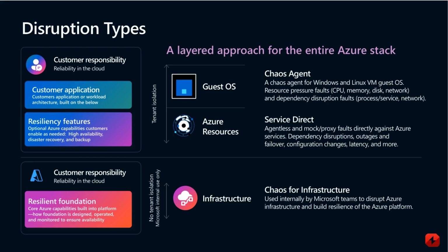Reliability is a shared responsibility across the Azure stack. At the top layer, you test your application using agent-based faults simulating resource pressure and dependency faults on VMs or containers. Below that, service direct faults let you inject disruptions directly at the Azure service level, testing failovers, latency spikes, and outages. Finally, Microsoft maintains platform resilience by internally running infrastructure chaos tests invisible to customers. This layering ensures every stack level is validated, giving you confidence in end-to-end reliability.